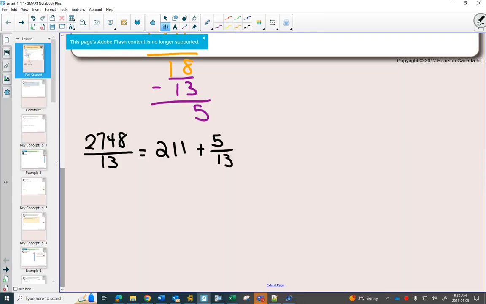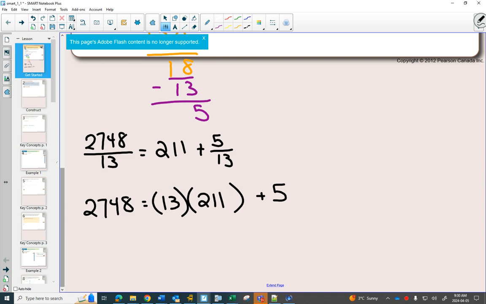The other thing that this means, and we will be writing this more often like this, is when you divide, you are trying to find out, because we're dividing by 13, 13 times what is 2,748. And if we do 13 times 211, we get close, but not exact. We are off by a remainder of 5.